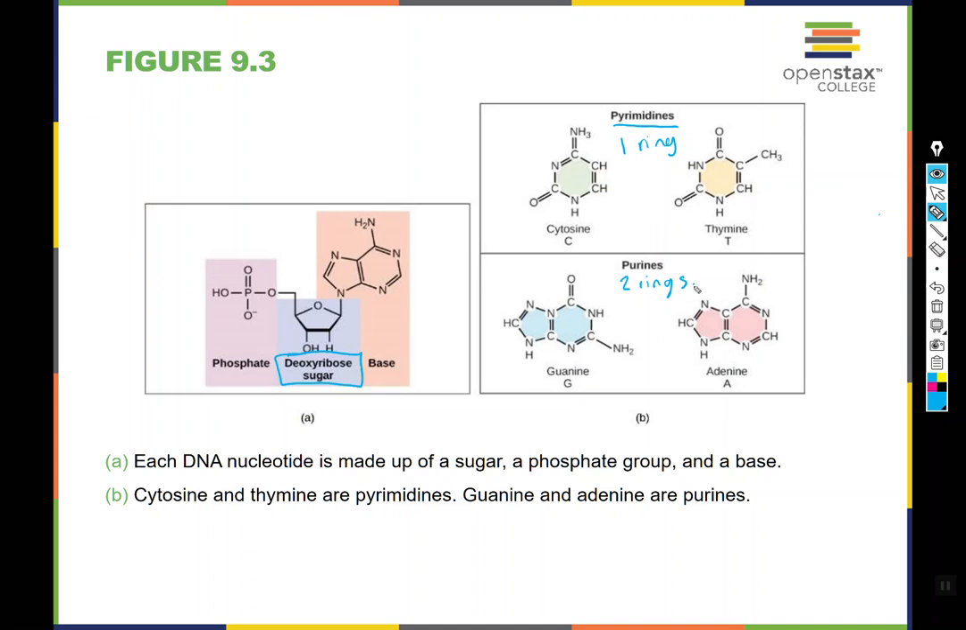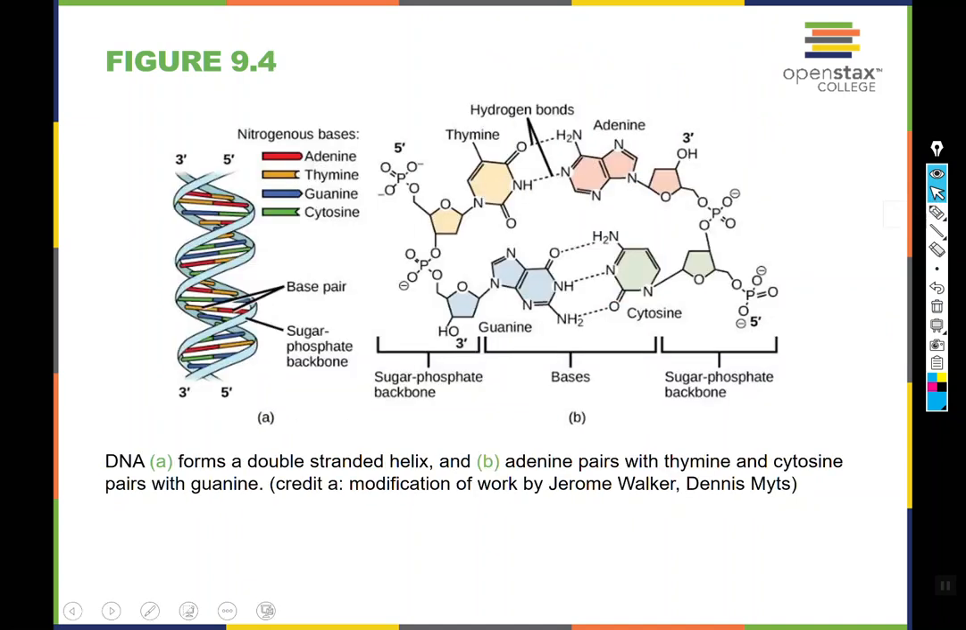So that distinguishes the purines from the pyrimidines. So within DNA bonding, one of the first rules is that purines pair with pyrimidines. So that's the rule, and then we'll establish some more rules a little later on. Okay, so let's look at the pairs interacting with each other.